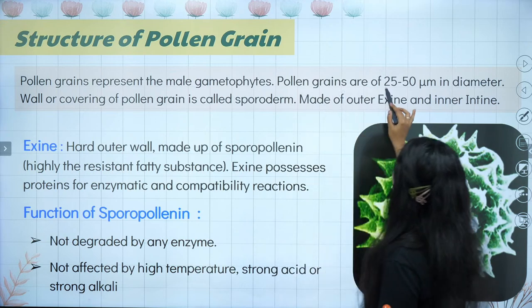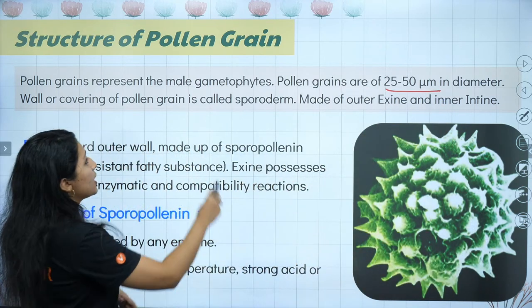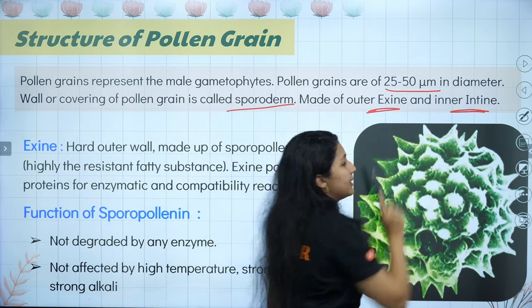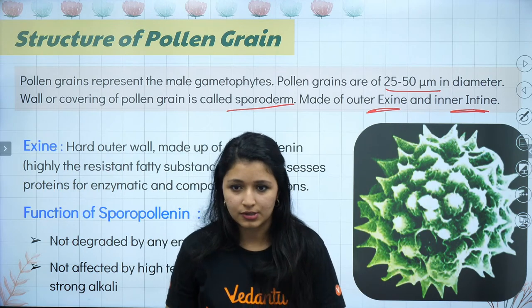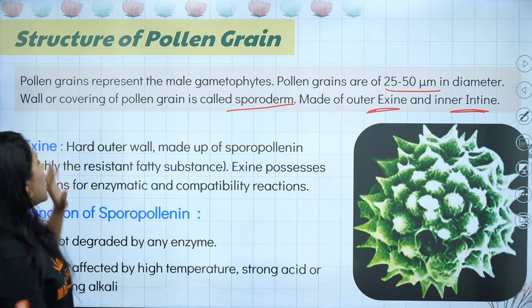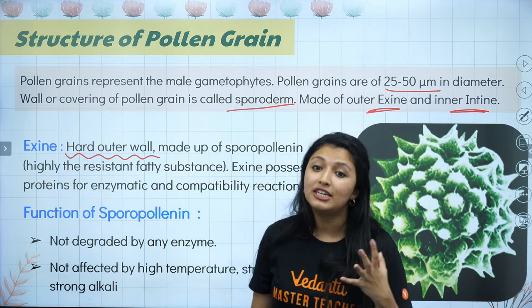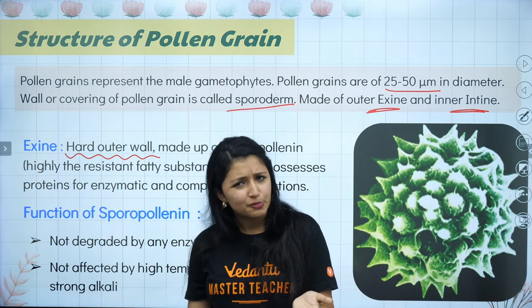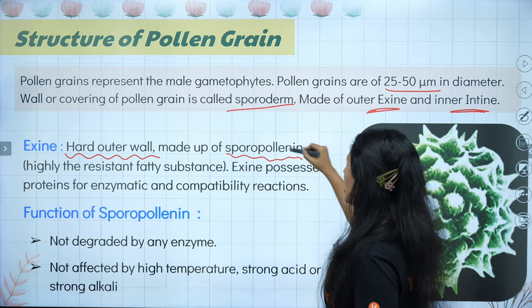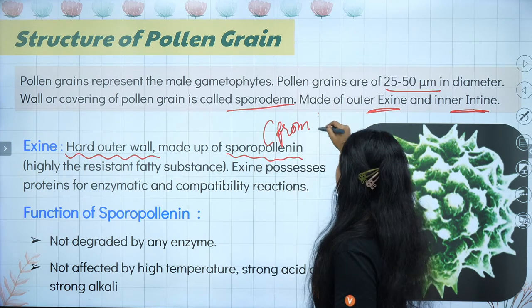Now, pollen grains are 25 to 50 micrometer in diameter. They have wall coverings called the sporoderm. It has the outer exine and inner intine. Exine is your very hard outer wall made up of sporopollenin. Who is giving the materials for sporopollenin? Tapetum. Yes, from tapetum, or with the help of tapetum.